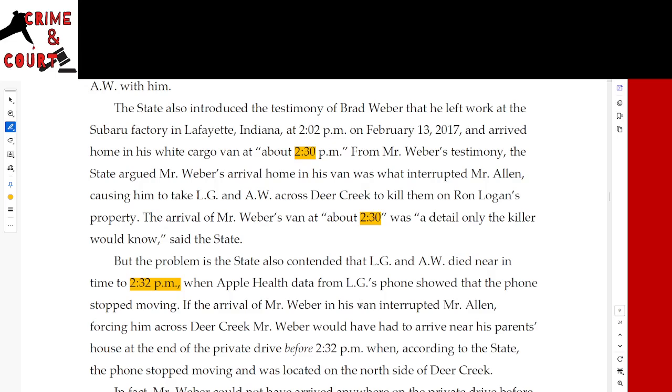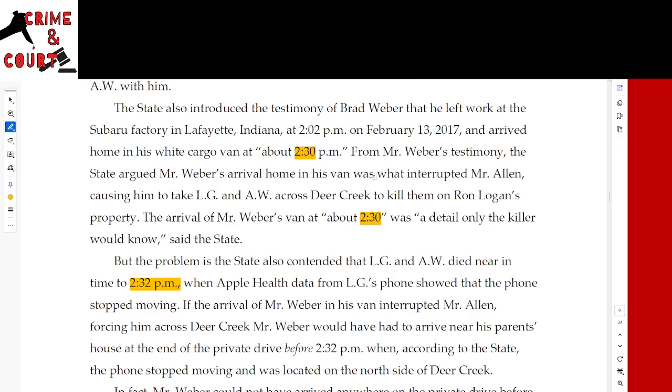It just means that that's when the phone stopped. So a phone and a human can be separated, and it's possible that a human can continue living on while a phone doesn't move. So there is that.